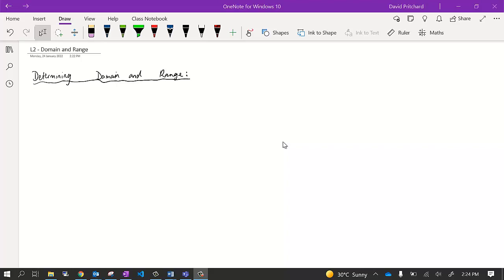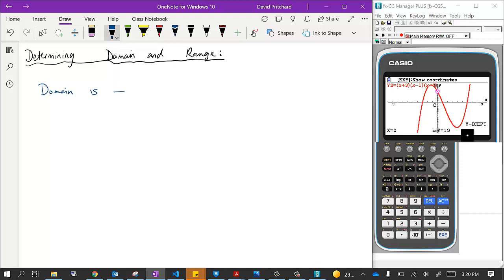In this lesson, we're looking at reviewing domain and range. Domain is simply the possible x values for a graph, function, or relation. Now, sometimes this will be stated and sometimes this will be implied.